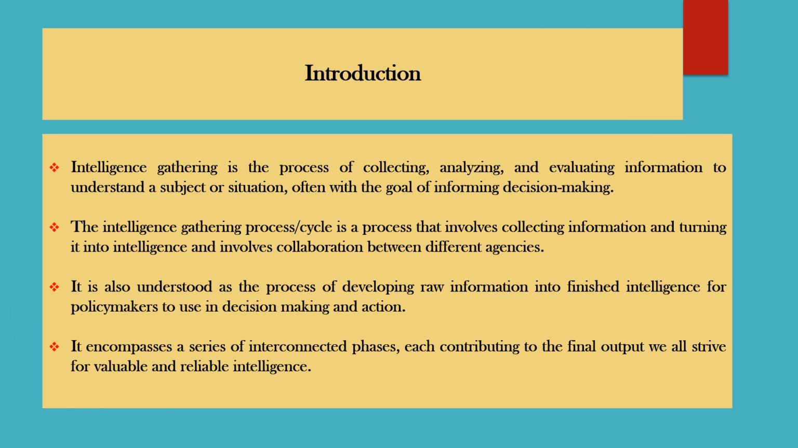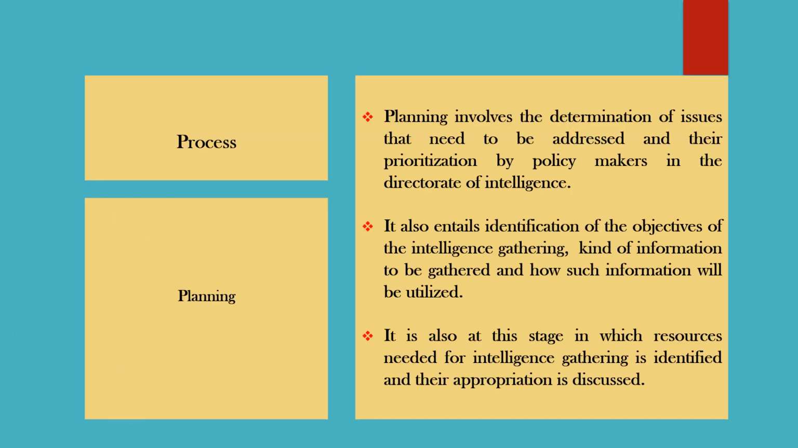And it encompasses a series of interconnected phases. That is, the process of intelligence gathering has several phases, and these phases are interconnected. In other words, one builds into the other, and each strengthens the other, and each contributes to the final output. We all strive for valuable and reliable intelligence. So these processes are important because each builds onto the other, and it also enhances the chances of the intelligence gathering process delivering intelligence information that is both important and reliable.